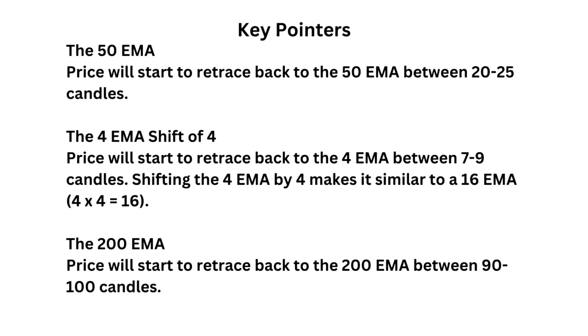Key pointers. The 50 EMA: price will start to retrace back to the 50 EMA between 20 to 25 candles. The 4 EMA with a shift of 4: price will start to retrace back to the 4 EMA between 7 to 9 candles. Shifting the 4 EMA by 4 makes it similar to a 16 EMA. The 200 EMA: price will start to retrace back to the 200 EMA between 90 to 100 candles.